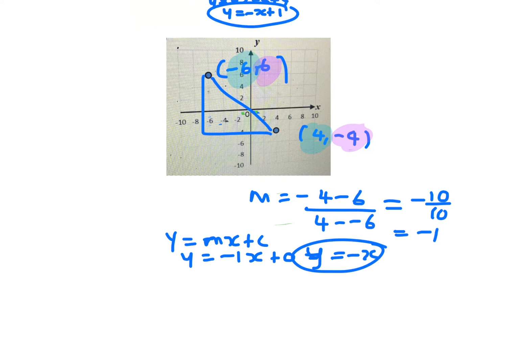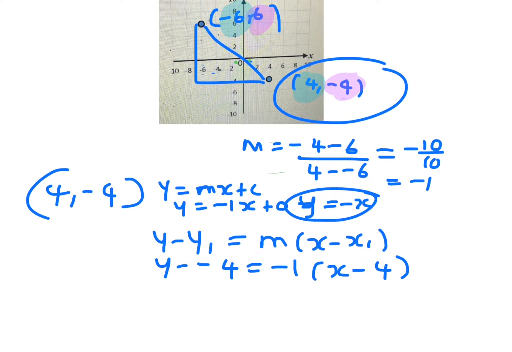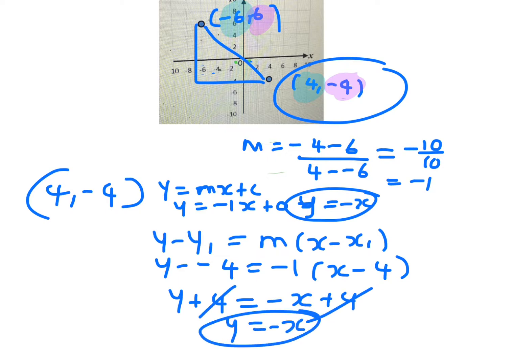But if we use the equation that I taught you, y minus y1 equals m(x minus x1), now I'm going to use this point, (4, -4). So y minus -4 equals minus 1 times (x minus 4). And then if you simplify that, that's y plus 4 equals minus x plus 4. The plus 4's go out, and you just get y equals minus x.